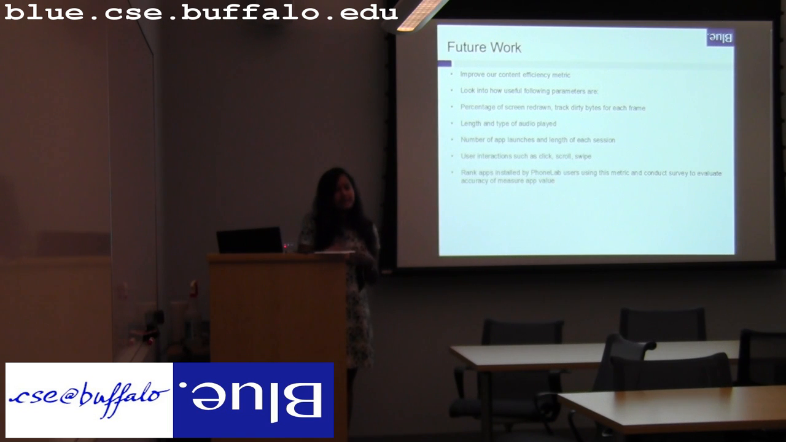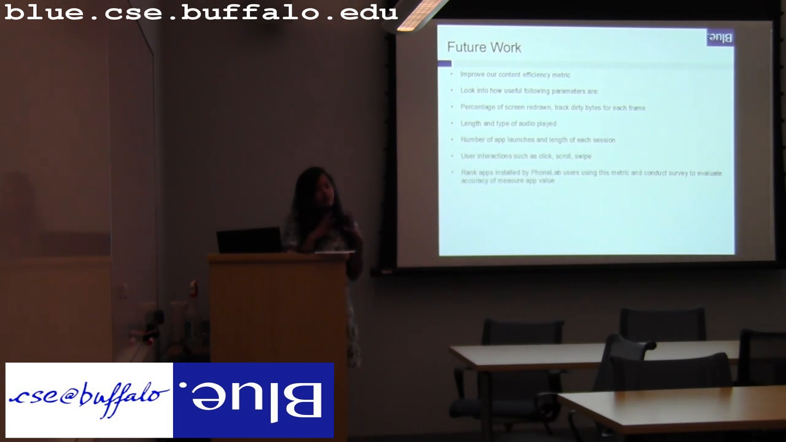So in our next step, we are going to better our metric by trying to look at the percentage of screen that is drawn, look at what kind of interactions the user does, like a click or a scroll, and for each of those interactions, how much visual content is generated. We also want to look at the frequency with which apps are launched, and for each session, how long each app session lasts, to understand whether it's something that the user always uses or would notice if the performance is degraded too much, and so on.